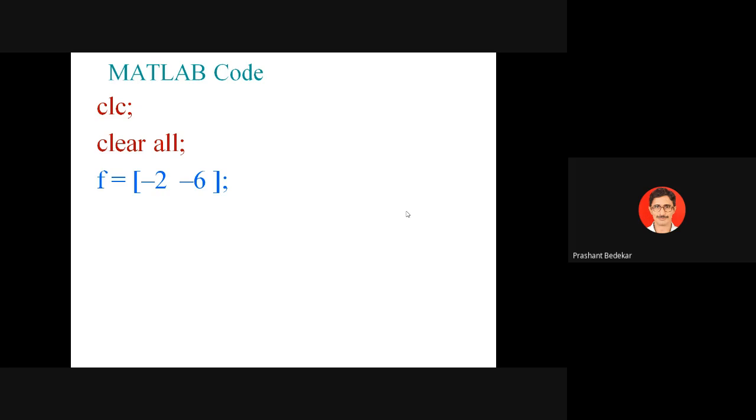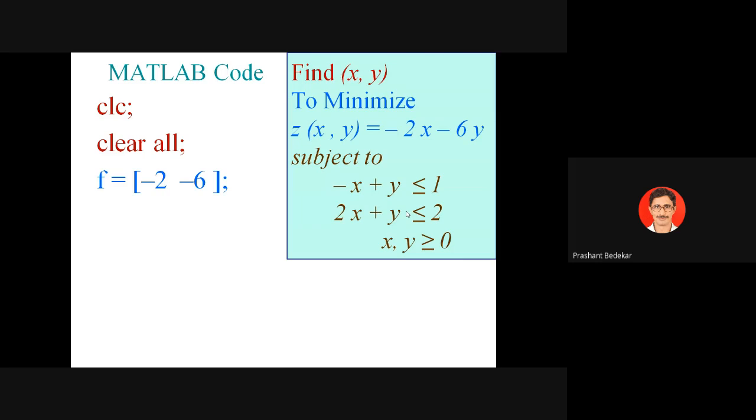What is F? F is the coefficient vector containing the coefficients of the variables in the objective function. I have changed the objective function to minimization type as minus 2x minus 6y. I am displaying the complete problem just for reference. So minus 2 is the coefficient of x and minus 6 is the coefficient of y in the objective function. So I have formed a vector f having minus 2, minus 6. They are separated by a space. They can be separated by a comma also.